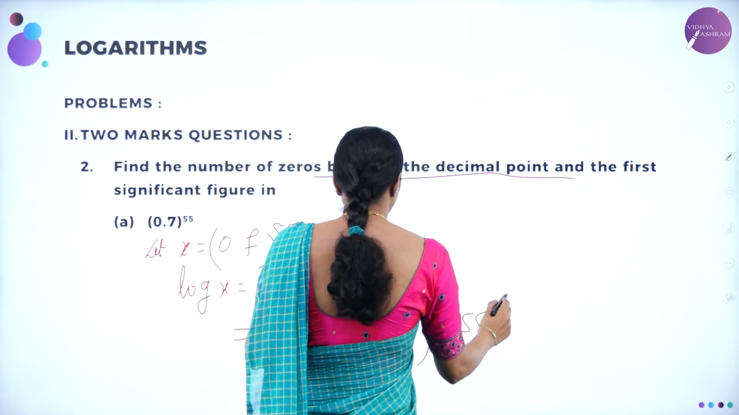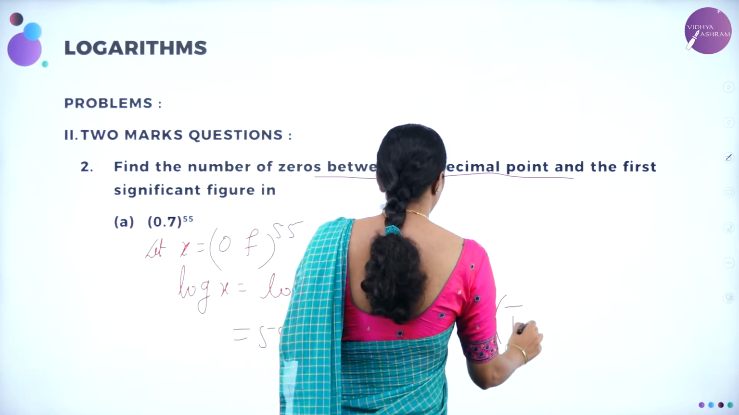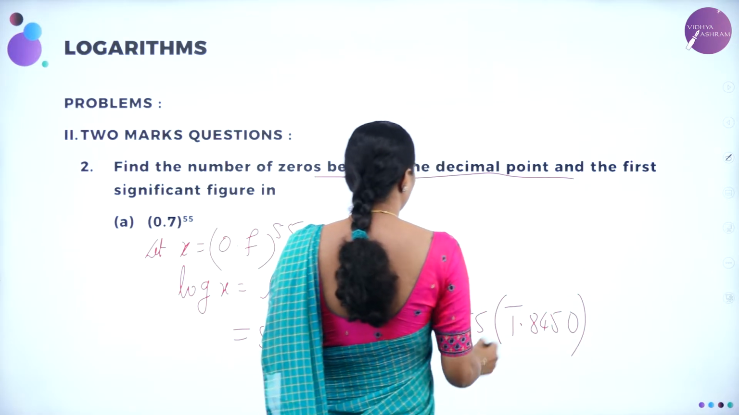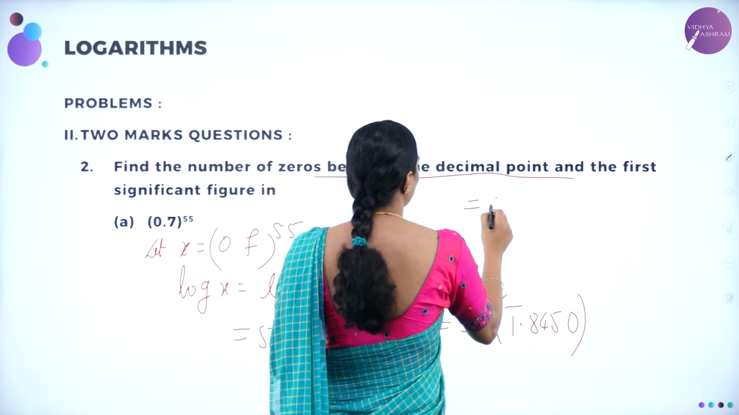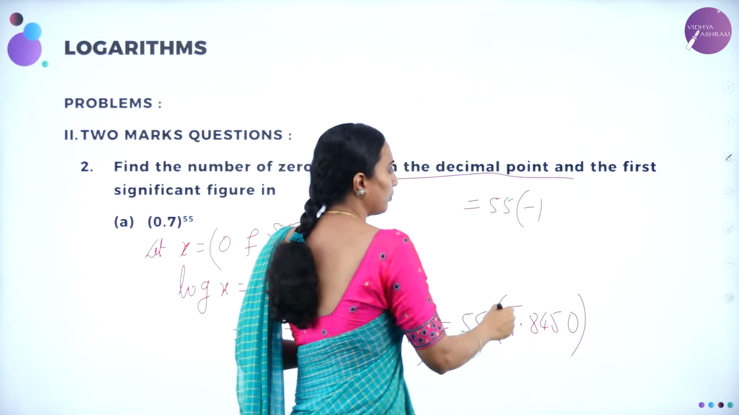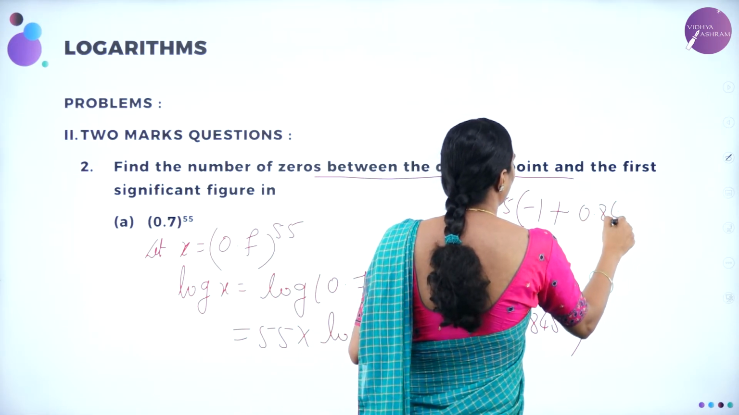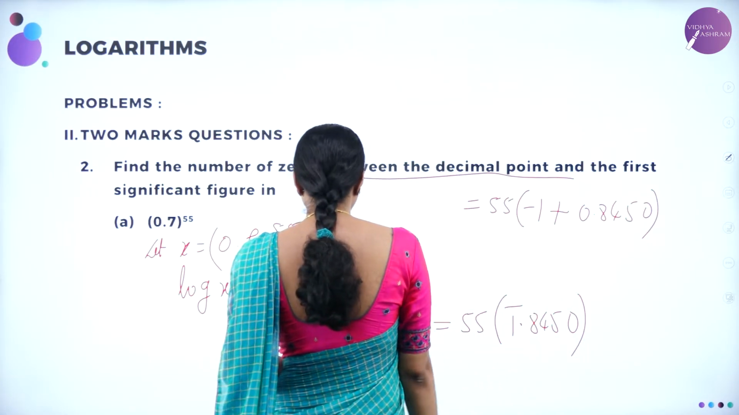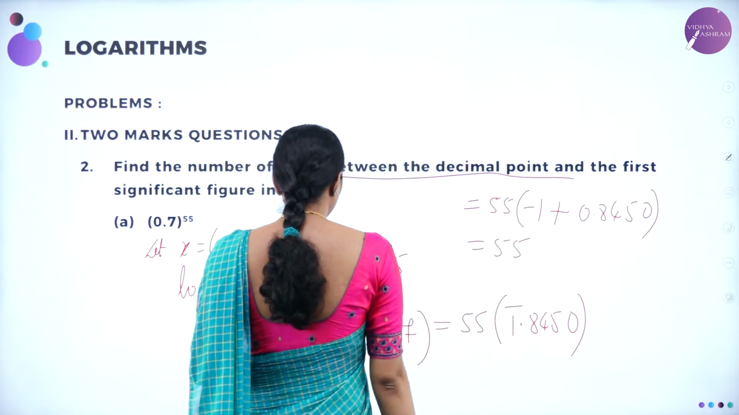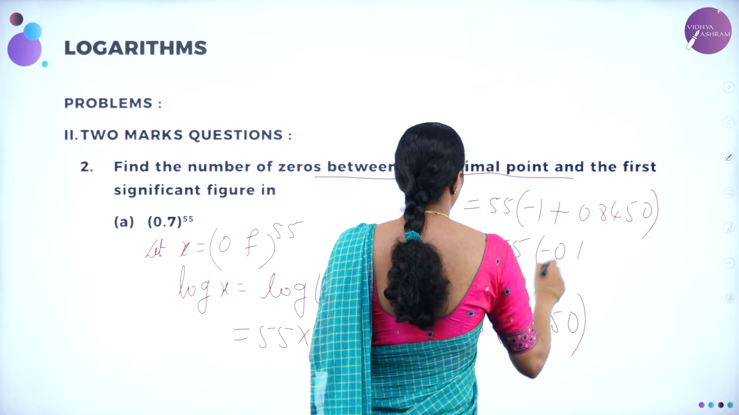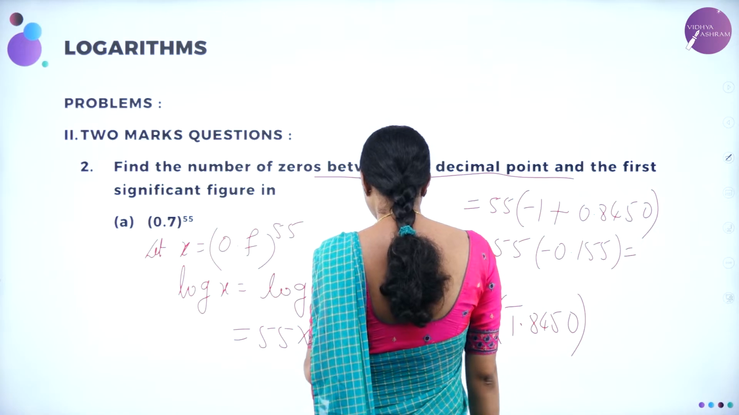So, therefore, the answer for this one will be equal to 55 into 1 bar 0.8450. How are we going to write this one? 1 bar means minus 1. So 55 into 1 bar is minus 1 plus what you need to add, 0.8450, correct? So you can minus this one, and you are going to get the answer 55 into minus 0.155. So the answer you are going to get is minus 8.525.